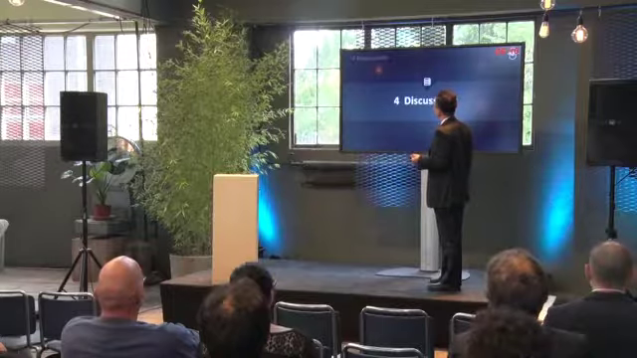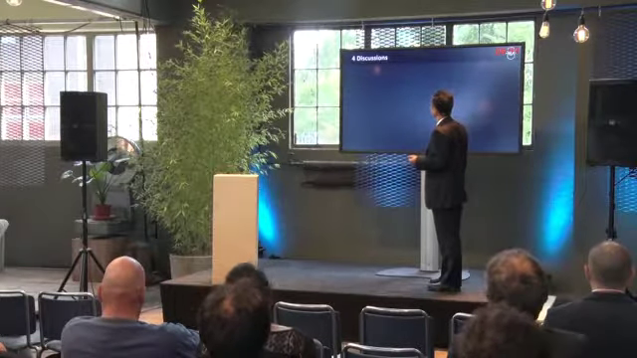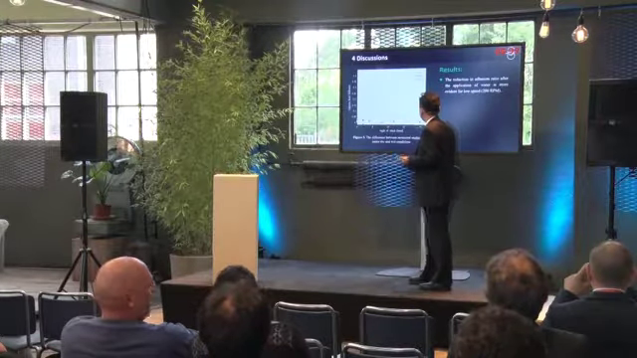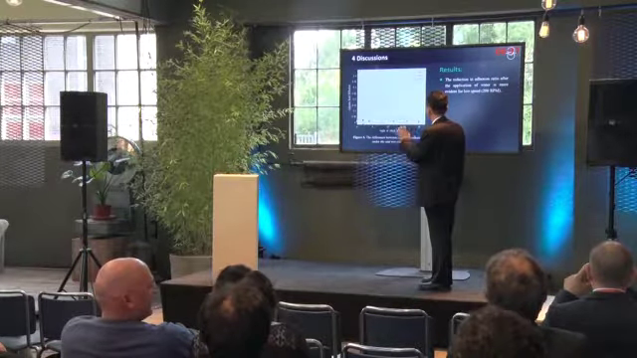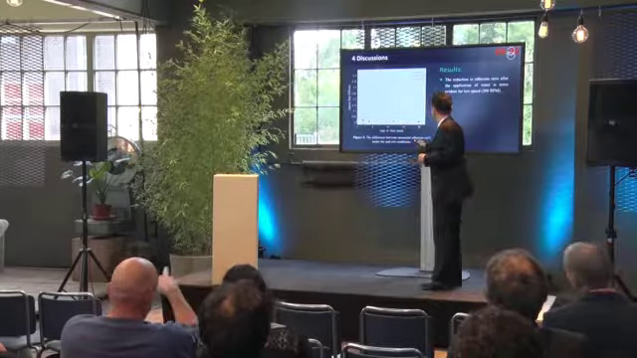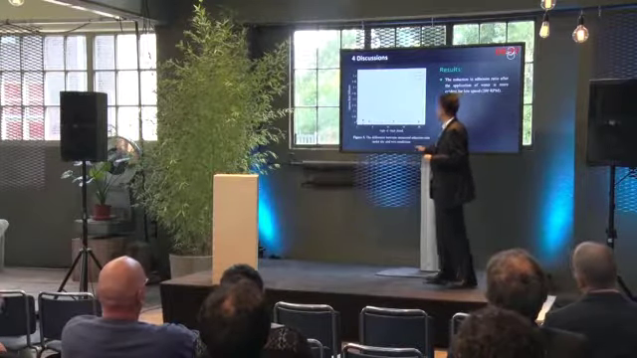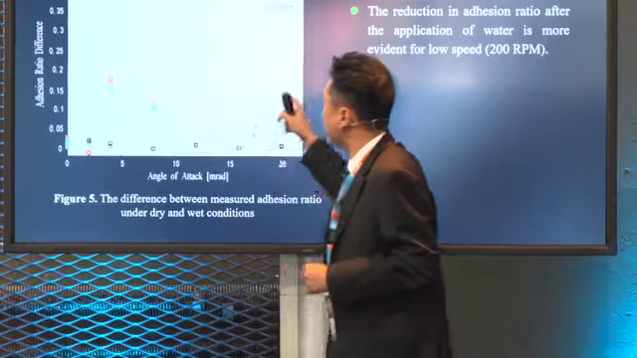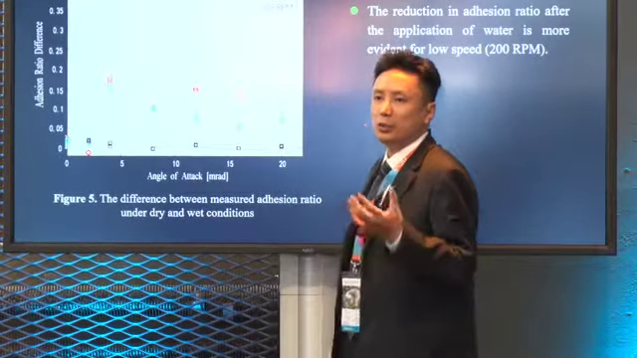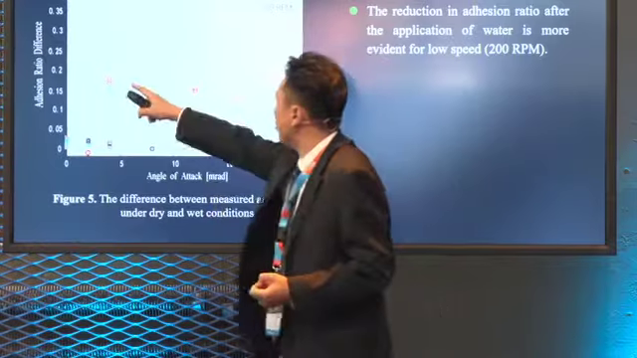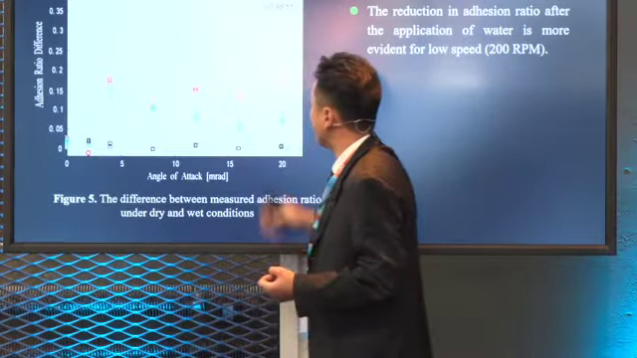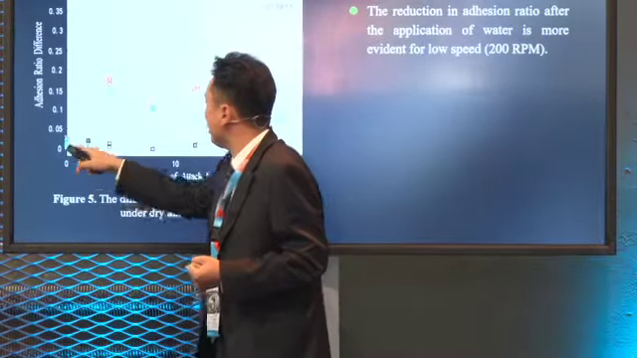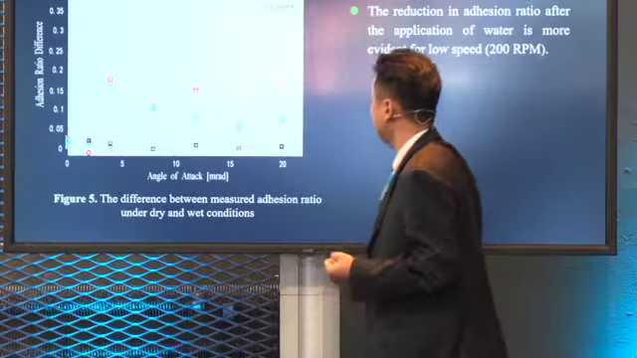Here we get some discussions. This figure is used to get the differences between measured lateral adhesion ratio under dry and wet condition. We can see that at high creepage, the differences between dry and wet condition is quite evident. For the small creepage, it's almost negligible.